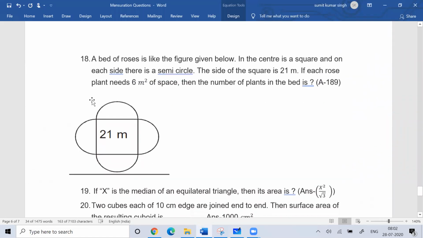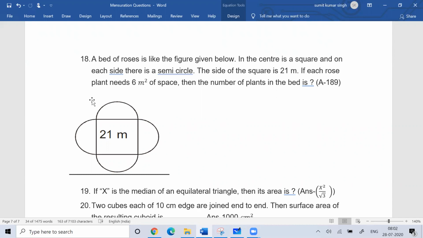Now see this question number 18. Everyone see this question. A bed of roses is like the figure given below. In the center is a square. On each side there is a semicircle. The side of the square is 21 meter. And if each rose plant needs 6 meter square of space, find the number of plants in the bed.